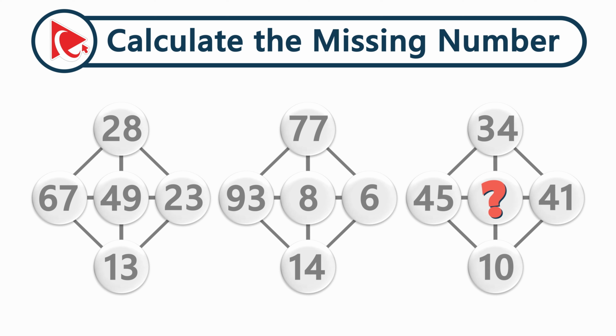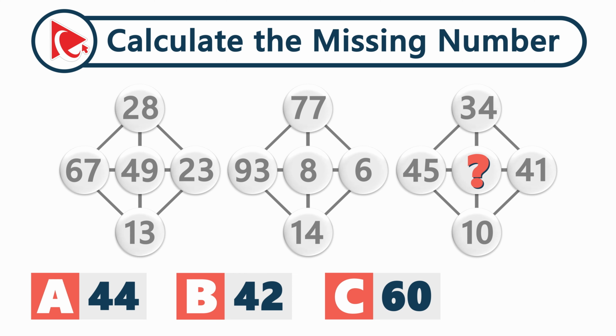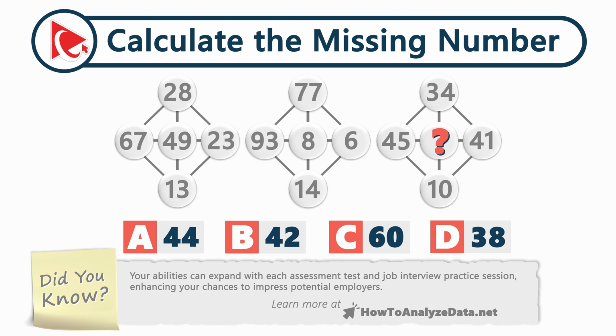And then comes the missing number, which you can actually calculate. And once calculated, you can select it out of 4 possible choices. Choice A, 44, choice B, 42, choice C, 60, and last but not least, choice D, 38. Here's the hint to boost your confidence and help you achieve mastery.